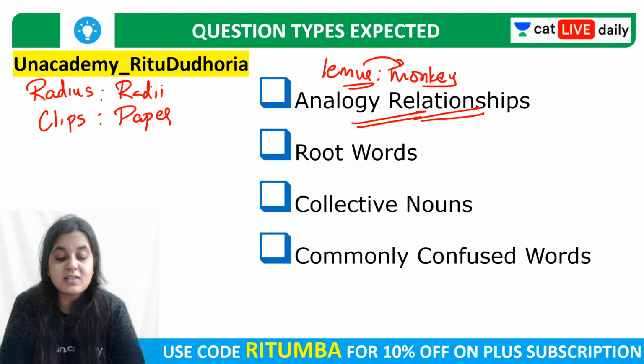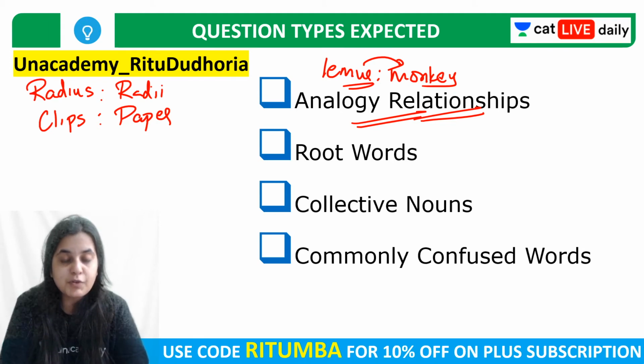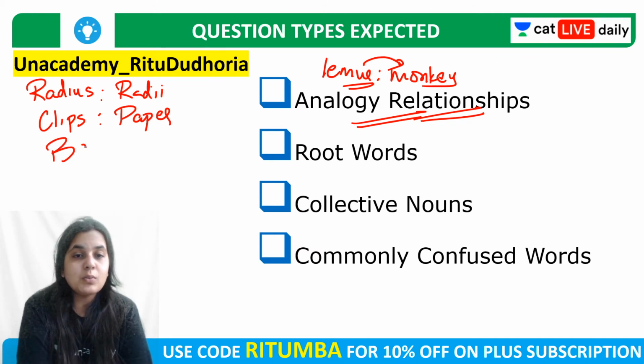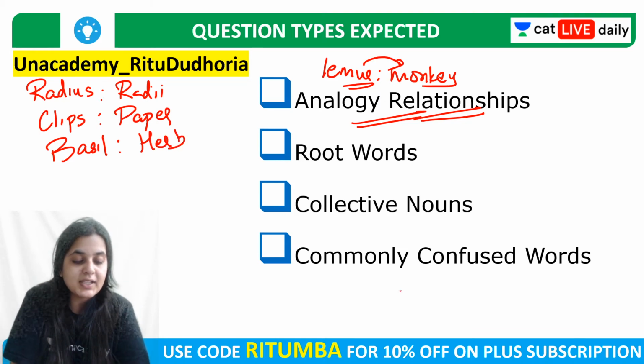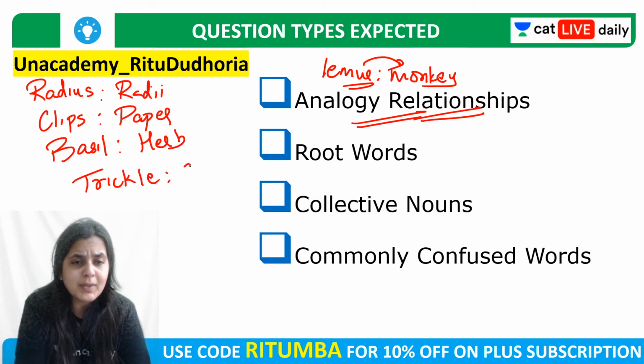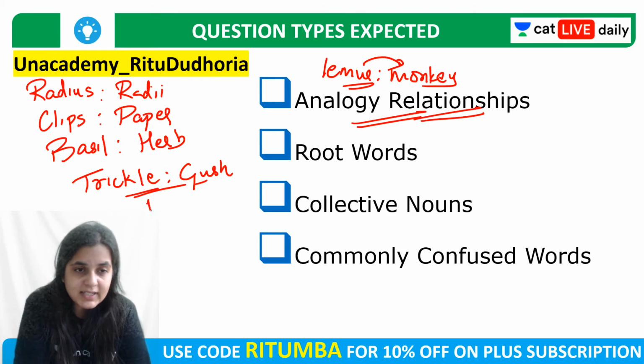Profession based relationships aa sakta hai, tool based relationships can come, profession based relationships can come. Let's say something to do with like lemur and monkey, basil and herb. Okay, basil is a herb, right? That type of relationship can come. Anything, for example, trickle and gush. What is the relationship between trickle and gush? You're talking about the intensity. This is less in intensity, this is more in intensity, correct?